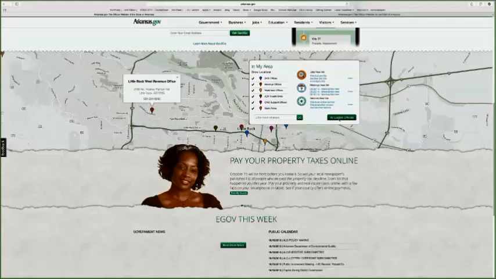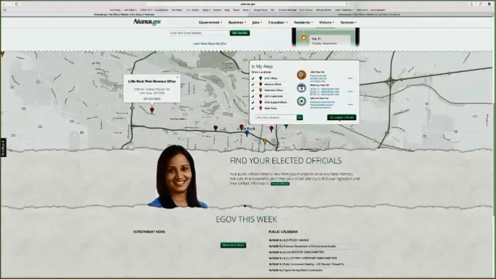You don't want to go to other pages. When you start clicking away, you lose people. Amazon has a one-click rule. You've got to be able to buy it in one click. And so we're starting to see that being adopted in government as well.